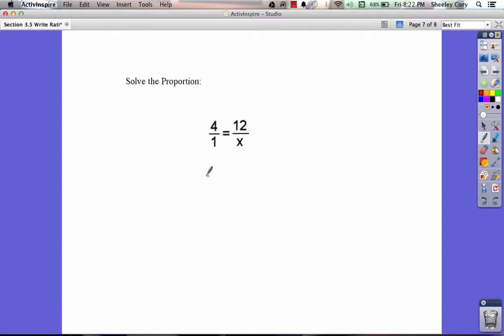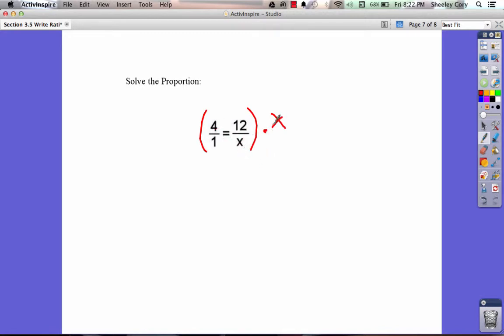Now we're going to take a look at solving this proportion. This proportion is a little different because now the variable we're looking for is in the denominator. But we're going to do the same thing. We want to cancel these fractions, so we're going to multiply the whole thing by x to cancel the first fraction. We multiply everything by x. Well, on this side the x's will cancel.